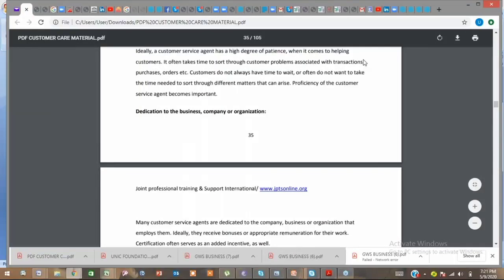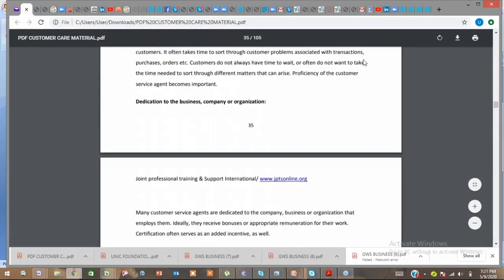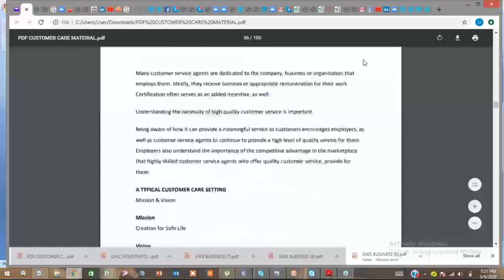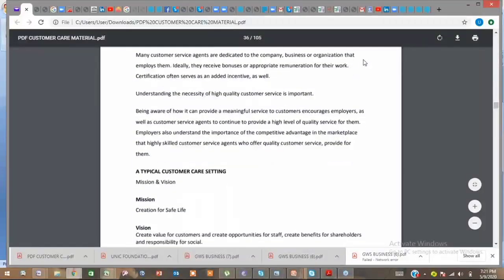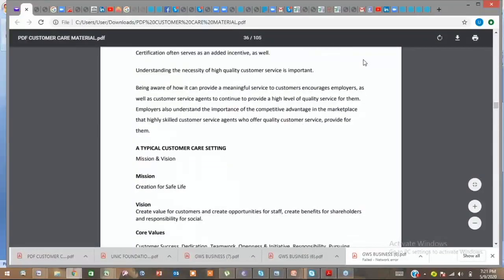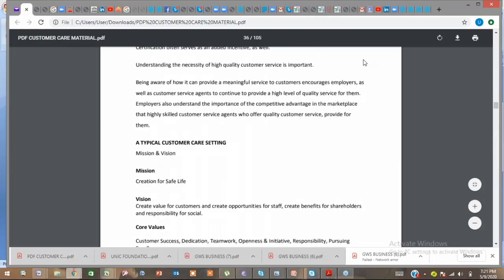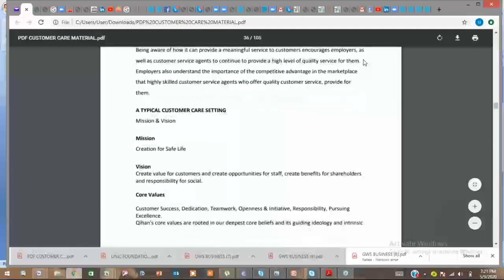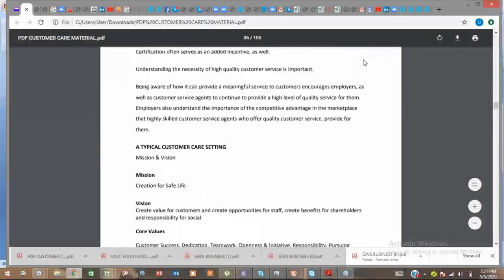It is easy to know staff that are not dedicated. You just see their attitude. They don't want to work. They're always there to spend time. Most of them are killers of business. A typical customer care setting. You can see the answer now to that question.